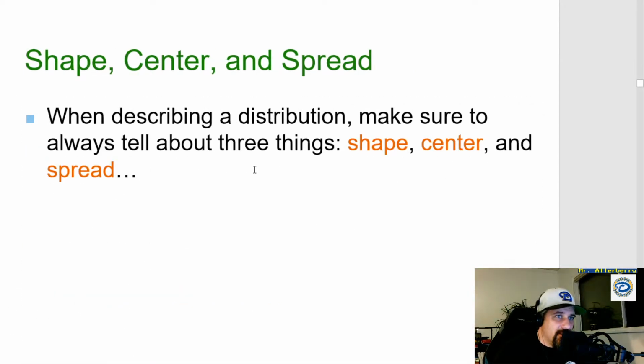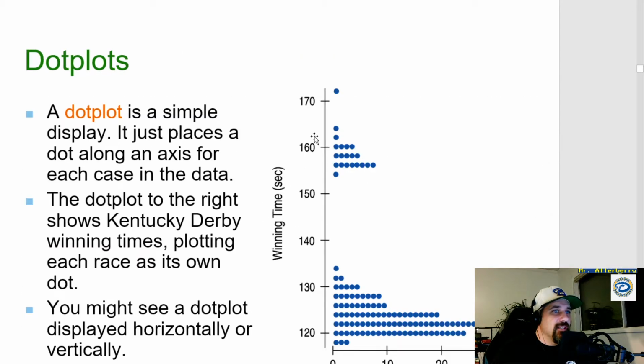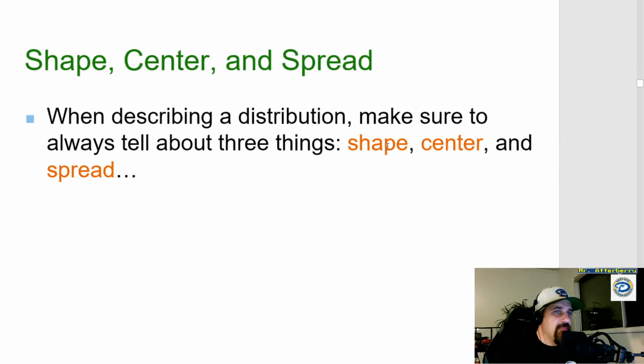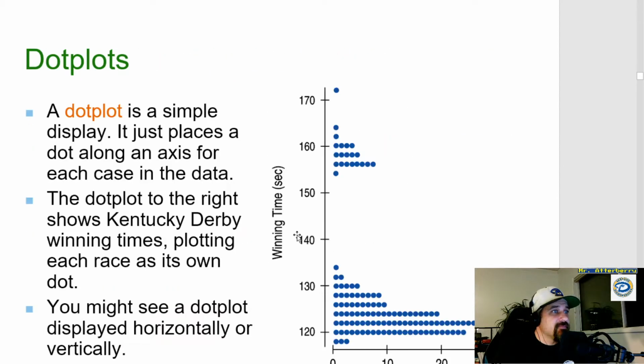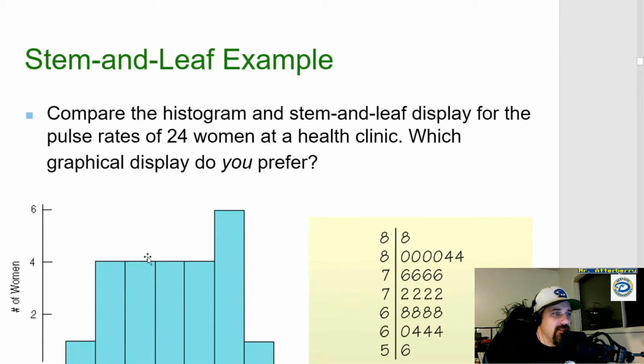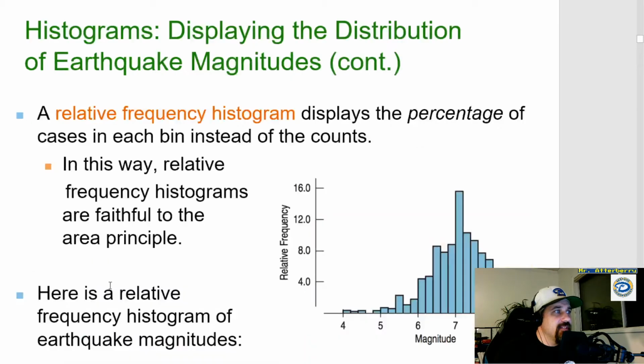When describing a distribution, make sure to always tell about 3 things: shape, center, and spread. Shape, center, and spread. I would even put out there anything unusual. So for example, this dot way up here is kind of unusual. You want to make a note of that. So shape, center, and spread. So shape. Does the histogram have a single central hump or several separated humps? For example, see that's got 2 humps. It has this data here and this data there. This one is kind of uniform, but with one big hump in the middle.